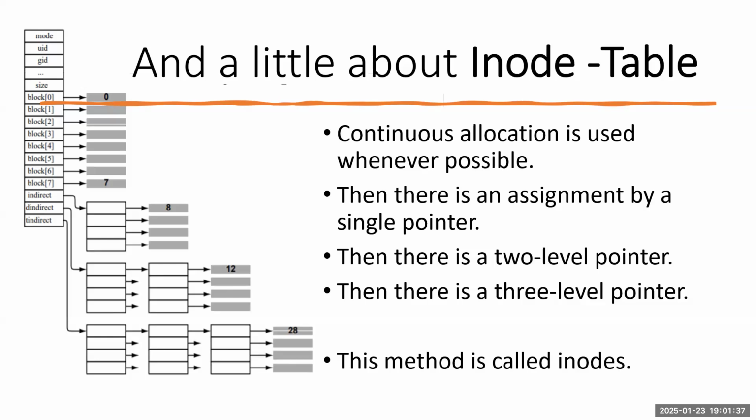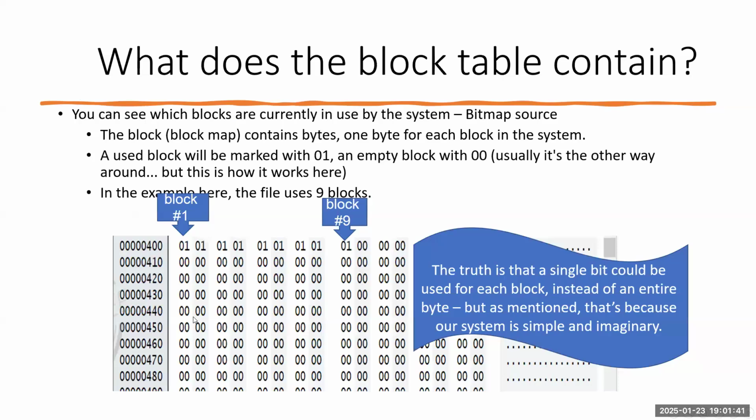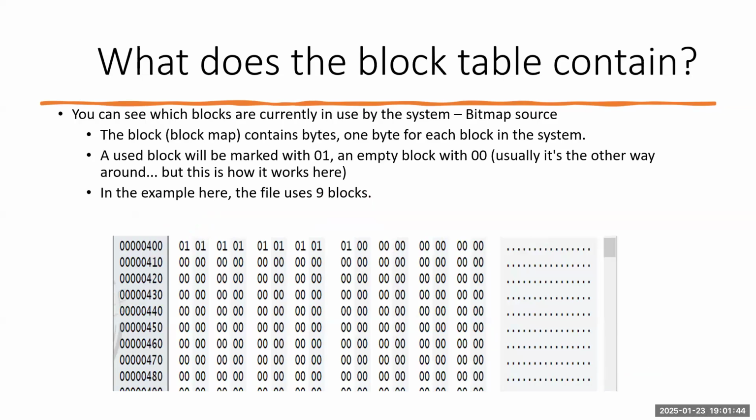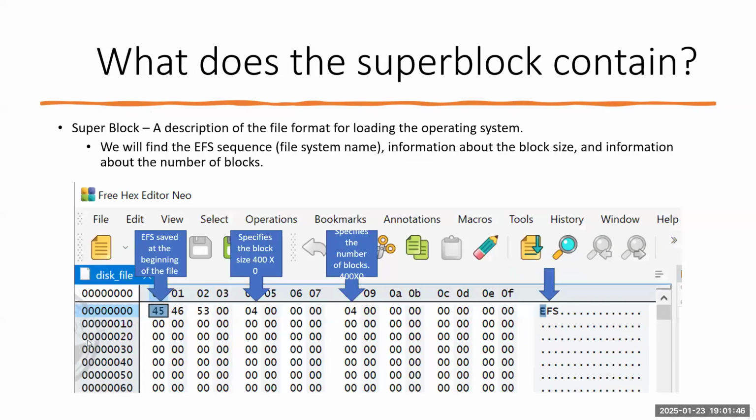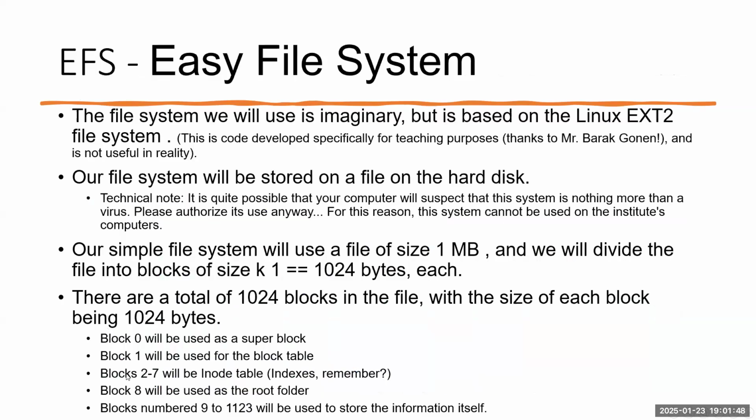Wait a second. What did we say? How many is this? I think this is just for one file. 2 through 7, look. How many blocks is that? 2, 3, 4, 5, 6, 7, that's 6 blocks, right? Yeah. So 6 blocks.